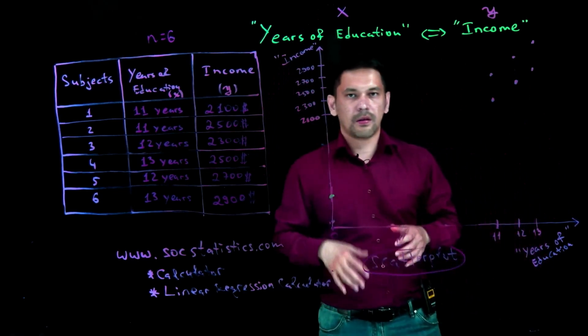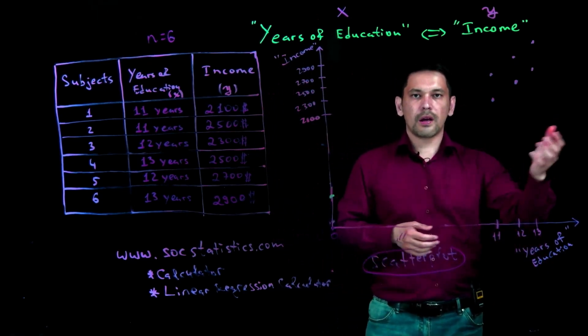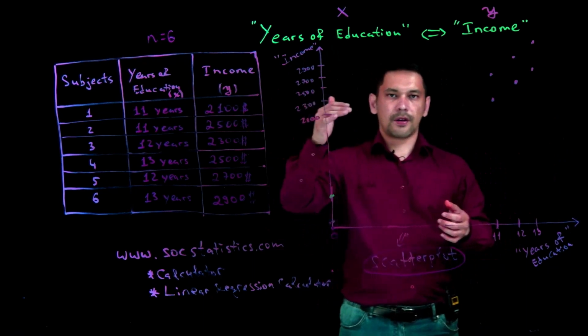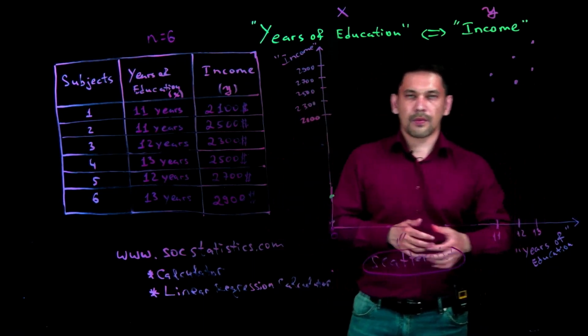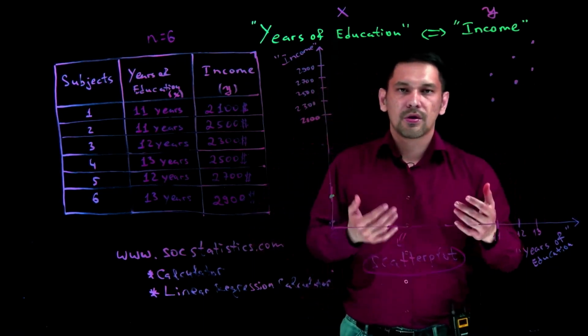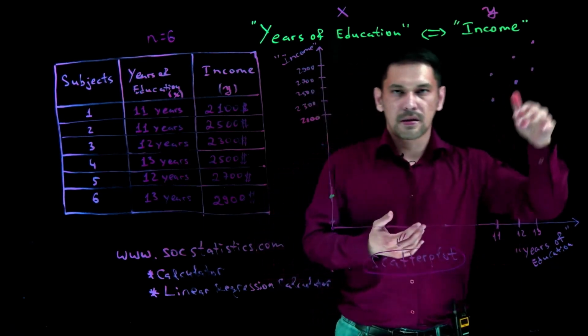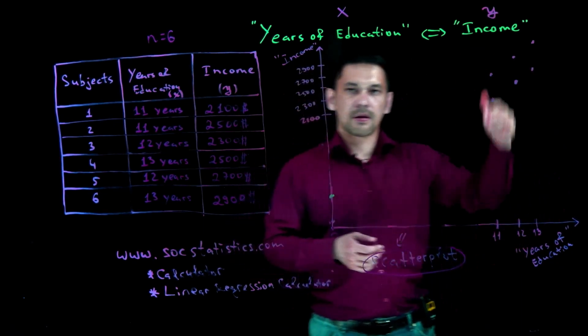We know that usually the more educated you are, the more money you make. I mean, the higher your level of education, the higher your income. So this regression equation is going to show me how a person's income increases when his level of education increases.